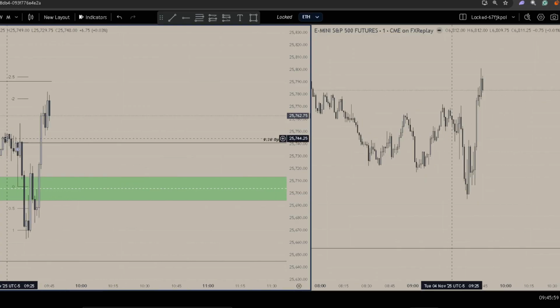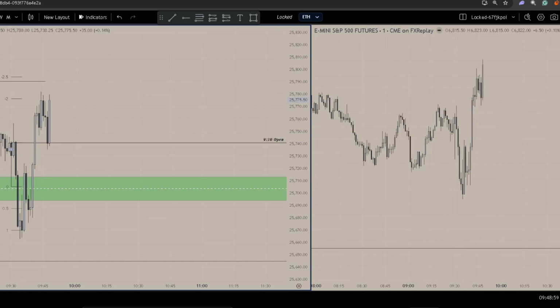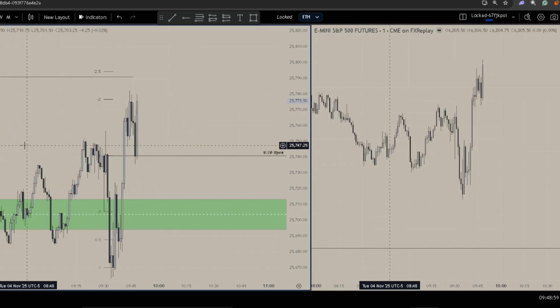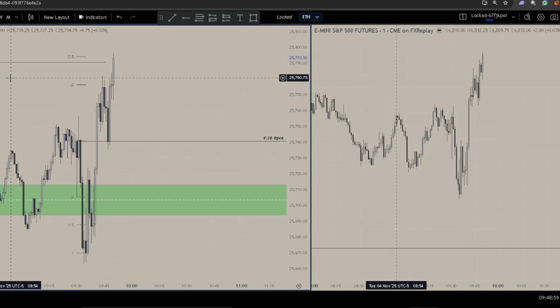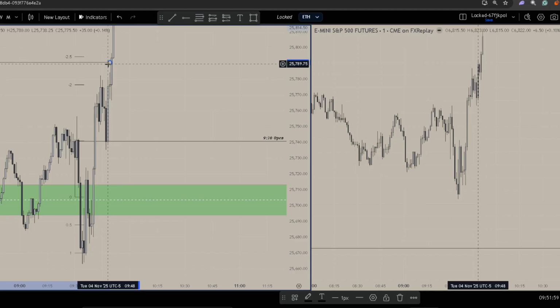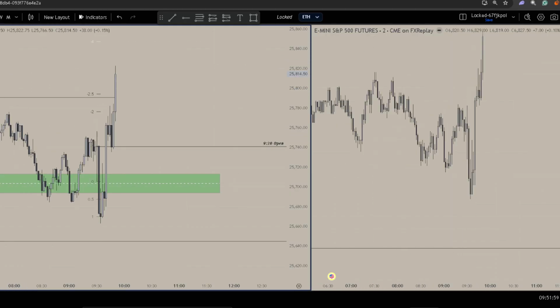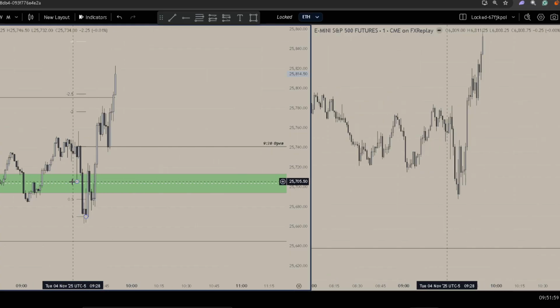Boom. Bounce off the 9:30 open. Study the 9:30 opening price and see how price reacts off of it. So boom, skis, yep. Still played out, but just how big the stop loss is for me. Like, it's just too big. But boom, no, it's there. It's there.